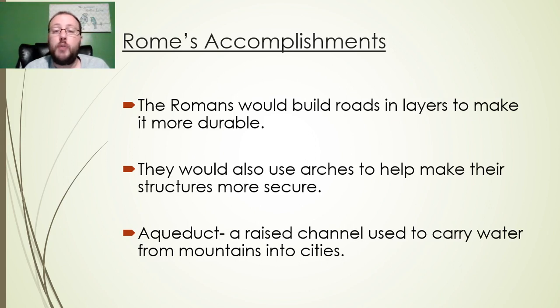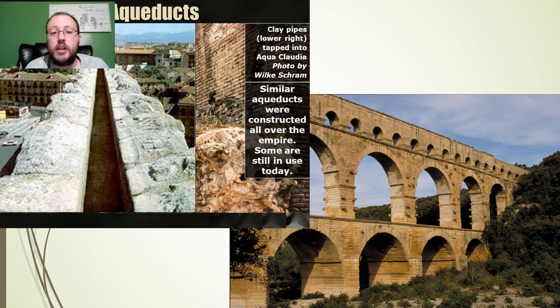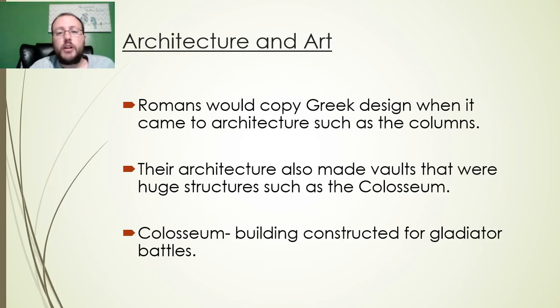Now, if you remember from when we did our projects, a lot of people did an aqueduct, a working aqueduct, and you can get an idea from that. I've got a picture on the next slide that I'm going to show as well. It's a raised channel used to carry water from mountains into cities, and this is what aqueducts look like. And if you notice, they're using the arches on this one on the right side to hold this up, to build the structure up. Architecture and art.